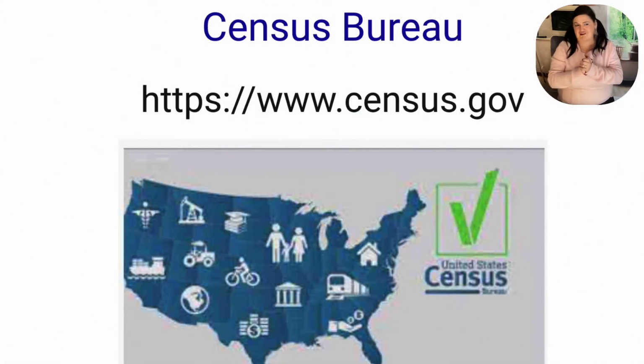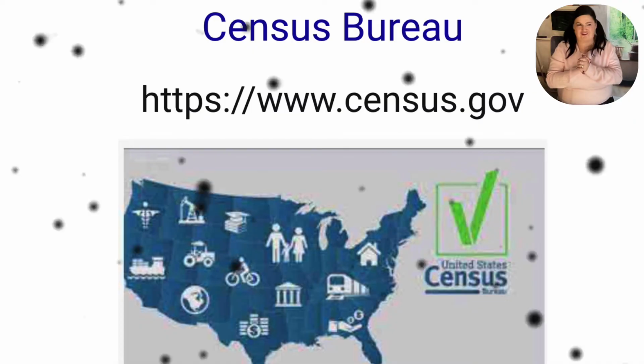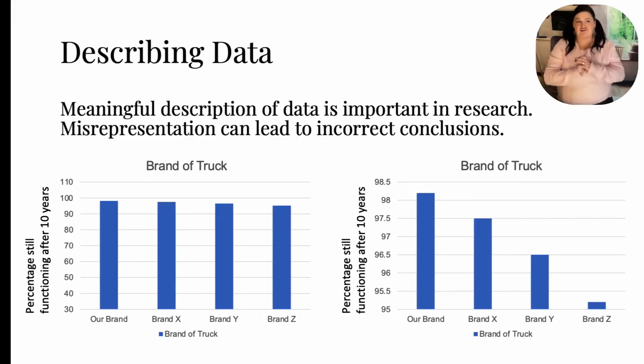If you're interested in hearing more about census data and seeing what is reported by the Census Data Bureau, go ahead and look that up at uscensus.com. There's a lot of really cool stuff there. So describing data is really the first step that statistics takes for us. Meaningful description of data is so important in research, or just describing what it's saying to the person who's reading the data. And this is so important because misrepresentation can lead to incorrect conclusions.